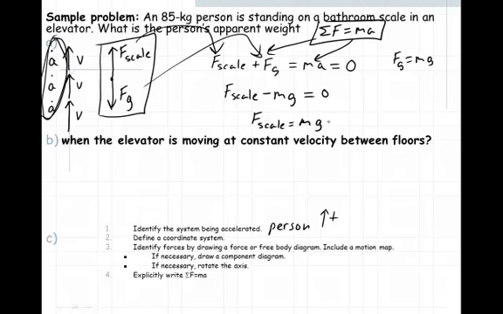So that equals the mass, 85 kilograms, times acceleration due to gravity, negative 9.8. It's positive since we moved it over to the other side. When we moved this over to the other side, it became positive. And so this answer turns out to be 833 newtons.